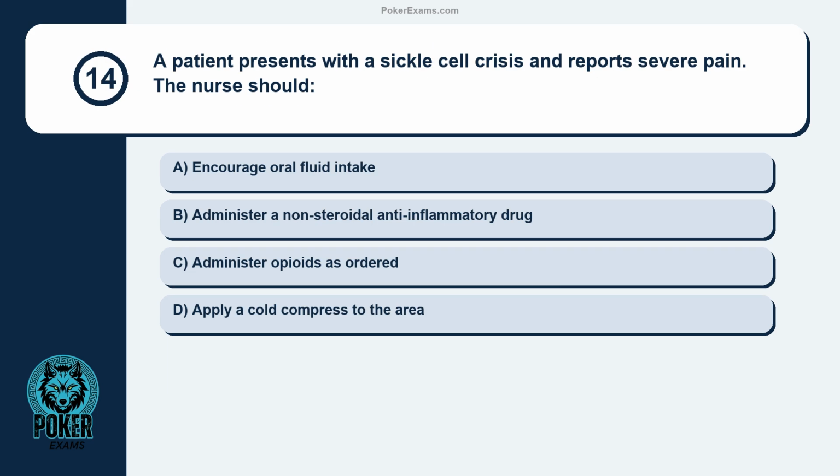Question 14. A patient presents with a sickle cell crisis and reports severe pain. The nurse should encourage oral fluid intake, administer a non-steroidal anti-inflammatory drug, administer opioids as ordered, apply a cold compress to the area.